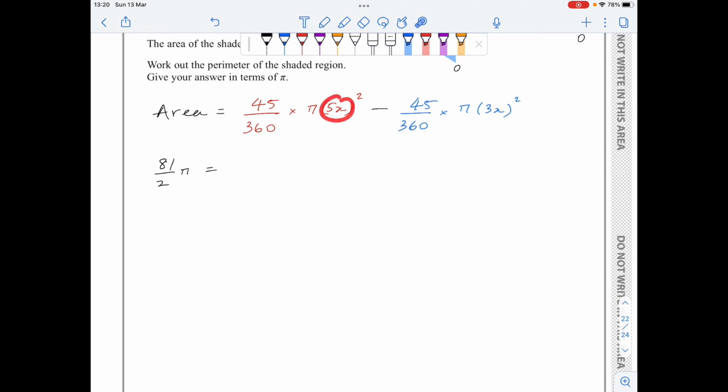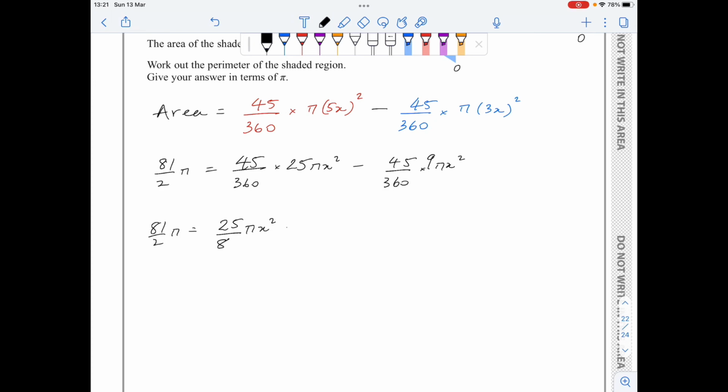Now if I expand these brackets, I'm going to get 25x squared and 9x squared respectively. So 45 over 360 times 25 pi x squared, and then pi times 9x squared. And now let's use the calculator to simplify these numbers. 81 over 2 pi is equal to 25 over 8 pi x squared minus 9 over 8 pi x squared. And if I subtract 25 over 8 pi minus 9 over 8 pi, I'm going to get 16 over 8 pi, which simplifies to 2 pi x squared.